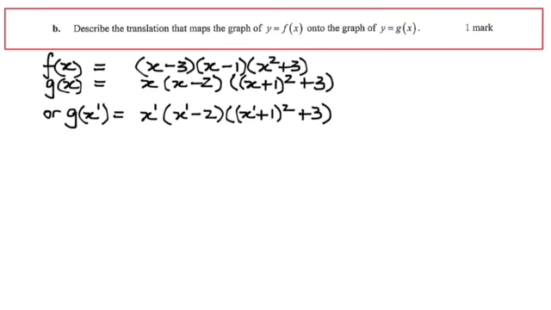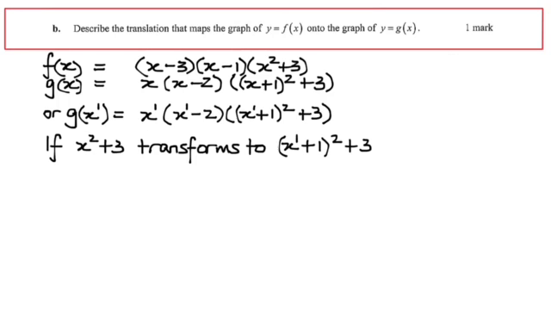I think so. So I've done this fairly formally for you here. I'm calling g(x) the translated function, so I'm putting x dashes in here. That's the way I always do them anyway. So we're saying if x squared plus 3 transforms into this, that's just this part of f(x) transforming into this part of g(x), alright?